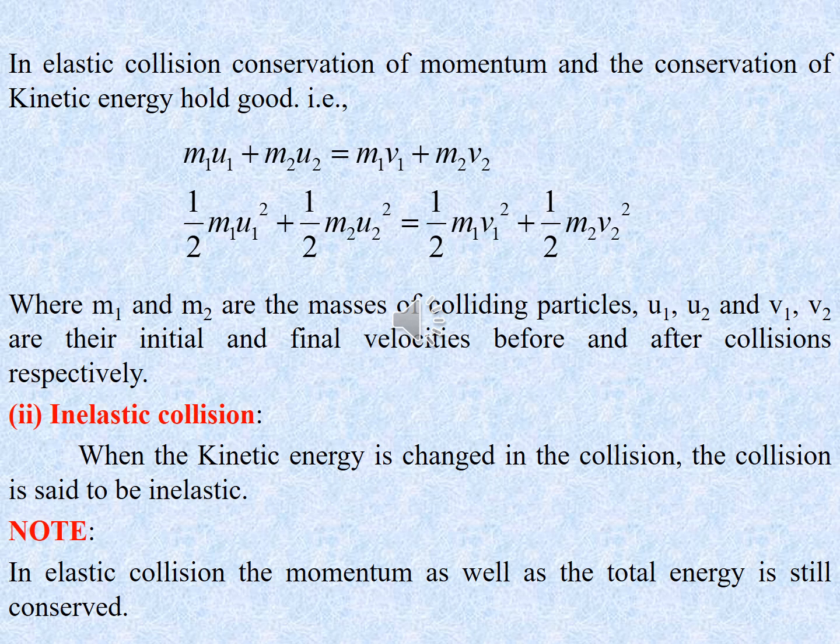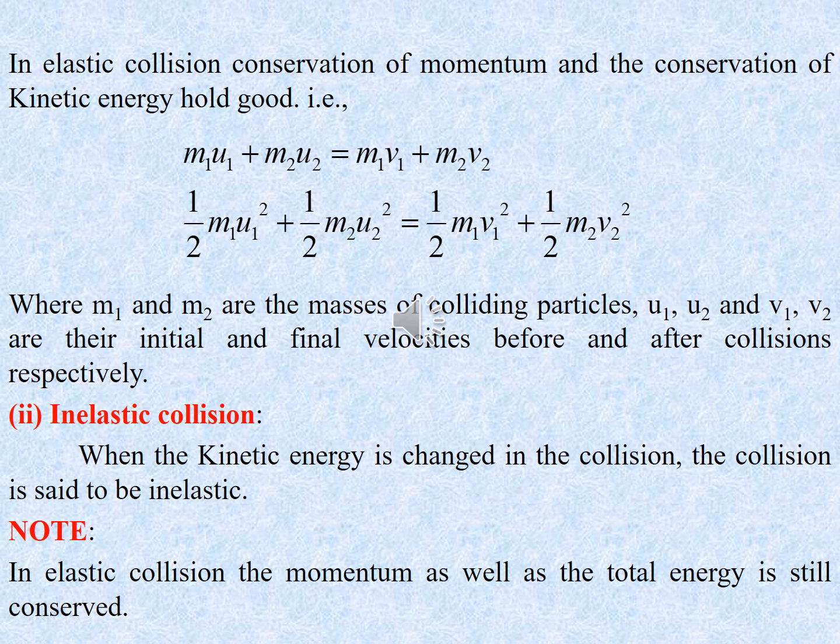In elastic collision, conservation of momentum and conservation of kinetic energy hold good. That is, m1 u1 plus m2 u2 is equal to m1 v1 plus m2 v2. Kinetic energy can be written like this: half m1 u1 square plus half m2 u2 square is equal to half m1 v1 square plus half m2 v2 square.